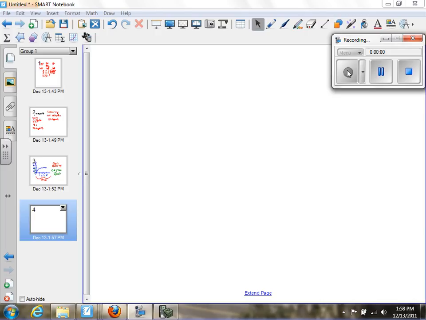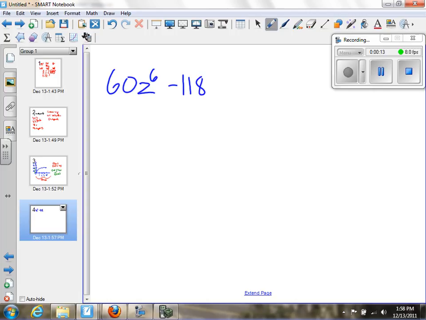Number 35, it says factor completely. And the expression we want to factor is 60z to the 6th minus 118z to the 5th plus 56z to the 4th.